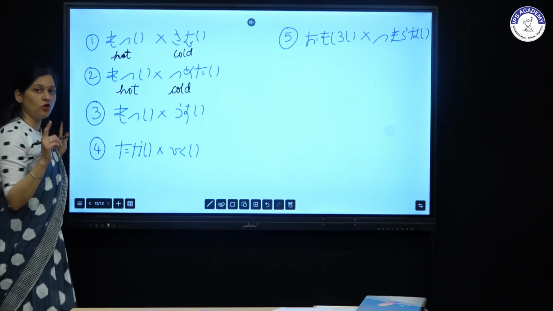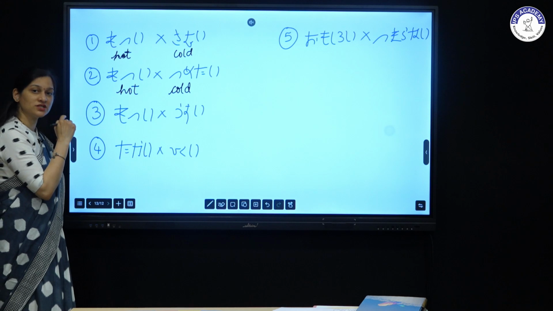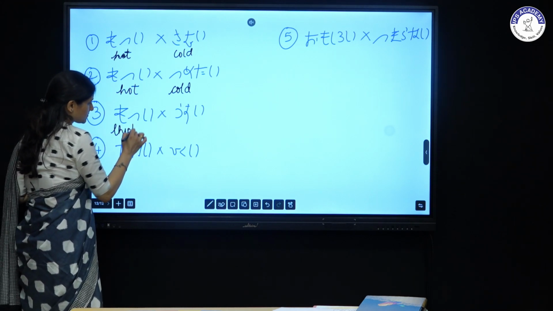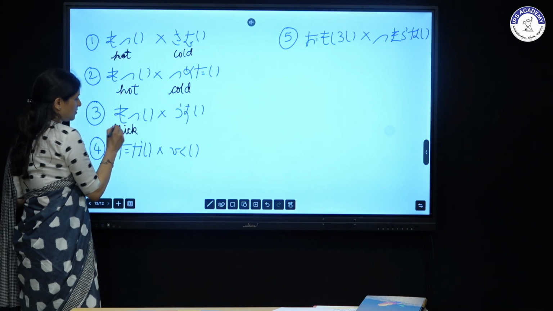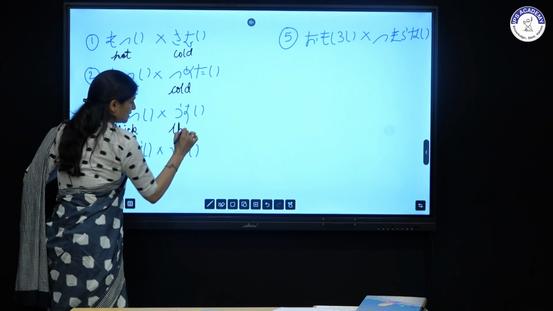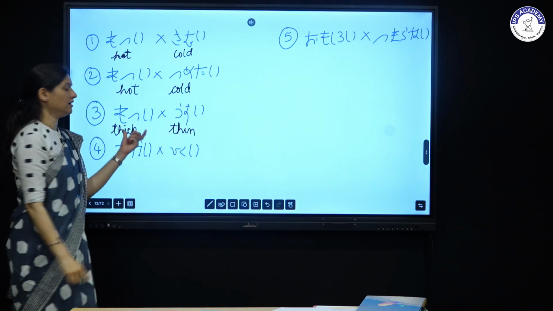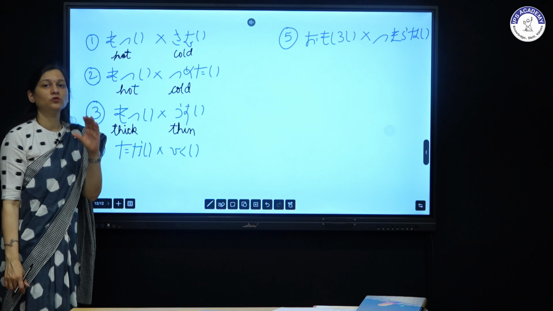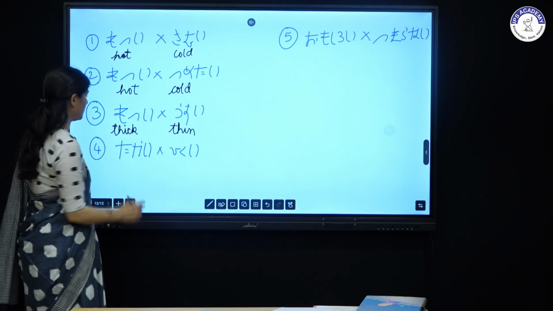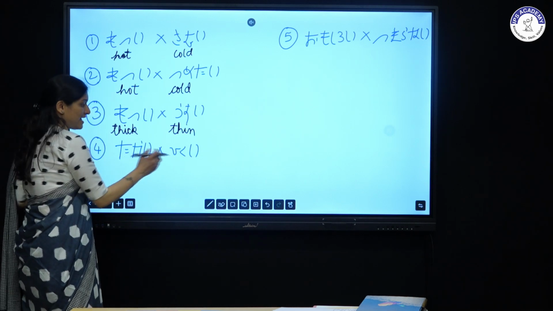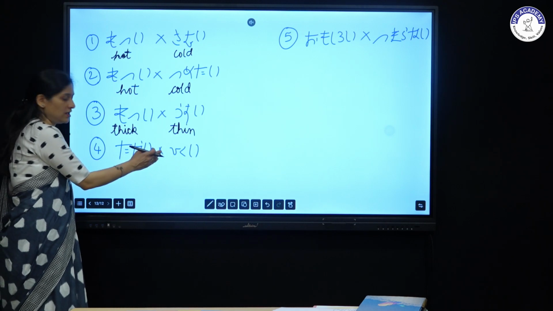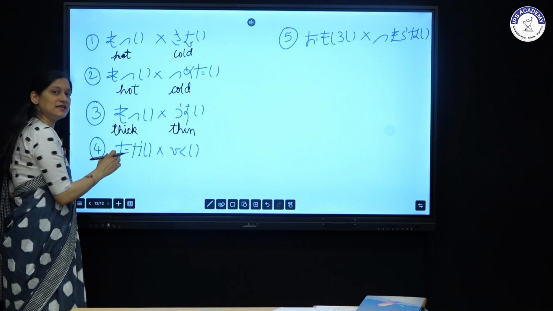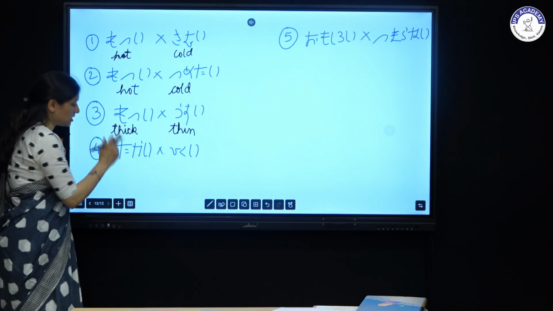Again, we have one more pair in which we have the adjective atsui. Here, atsui means thick and usui means thin. This pair we use for books to show how thick or how thin a book is. Takai is paired with hikui, which means short. Vertical height is short. So here takai will have the meaning tall.